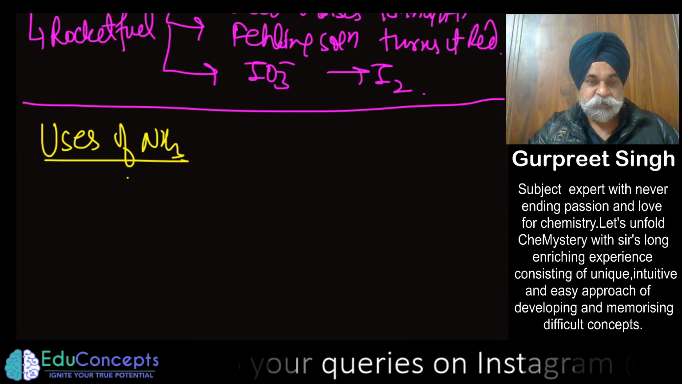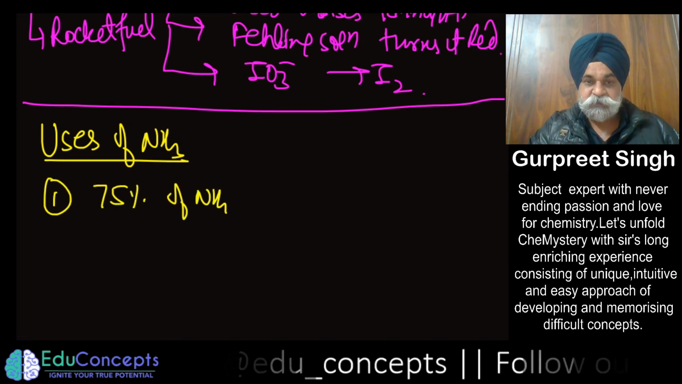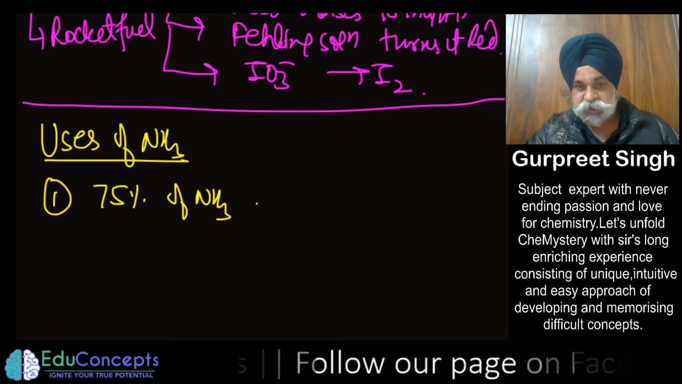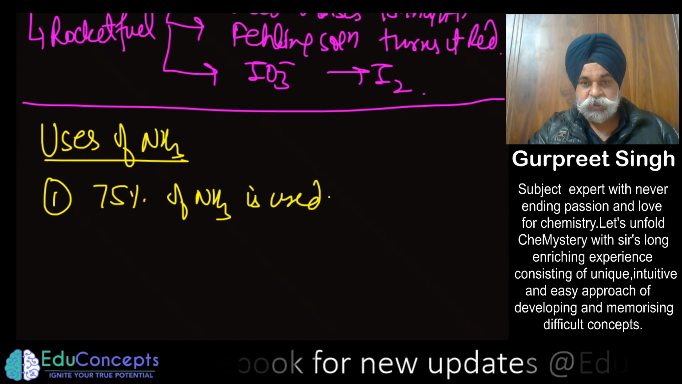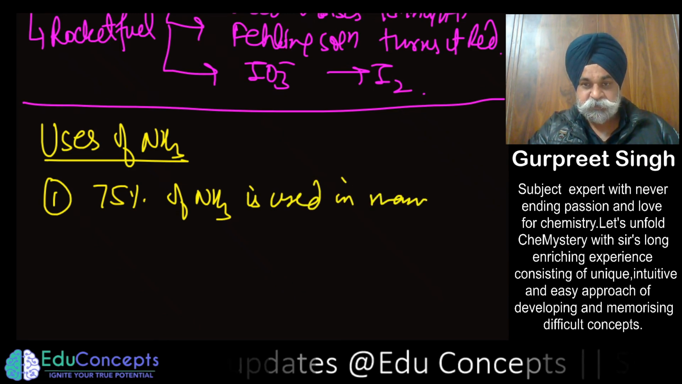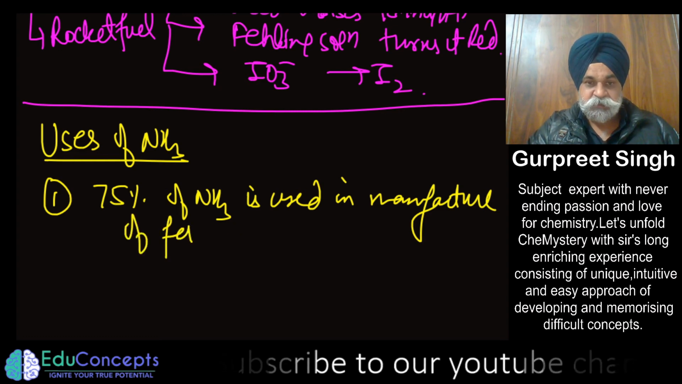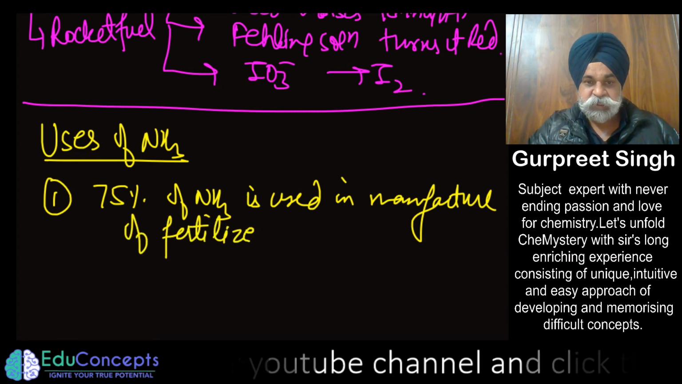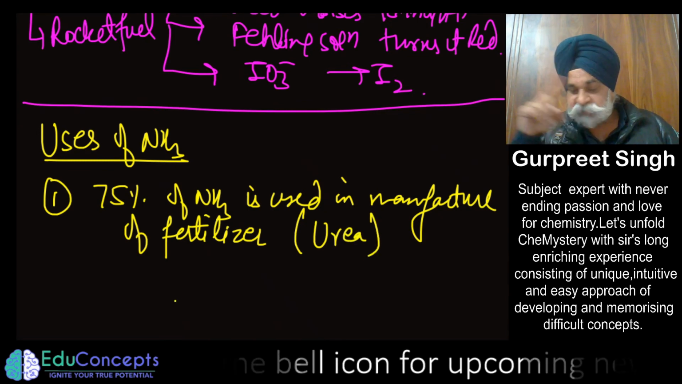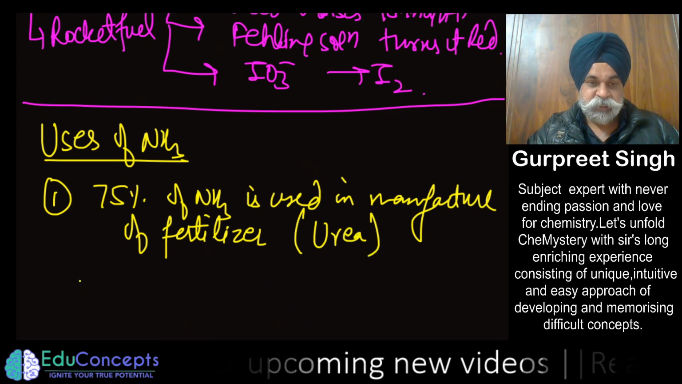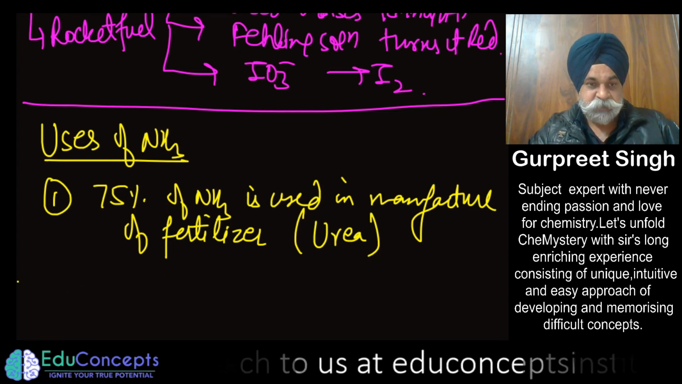I shall be starting with the first one: 75% of the production of ammonia across the world is used in the manufacture of fertilizers, of which I have mainly discussed the case of urea, where ammonia is pumped with carbon dioxide gas at high pressure and temperature to form ammonium carbamate, which on decomposition gives you urea.